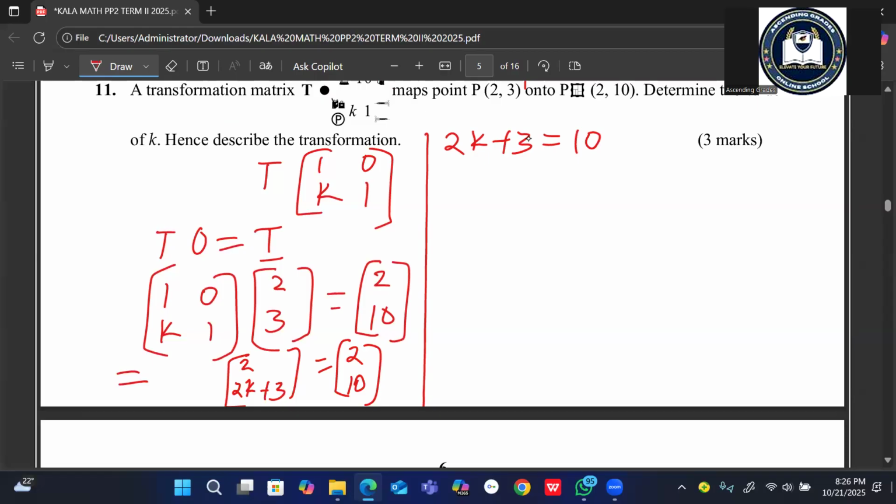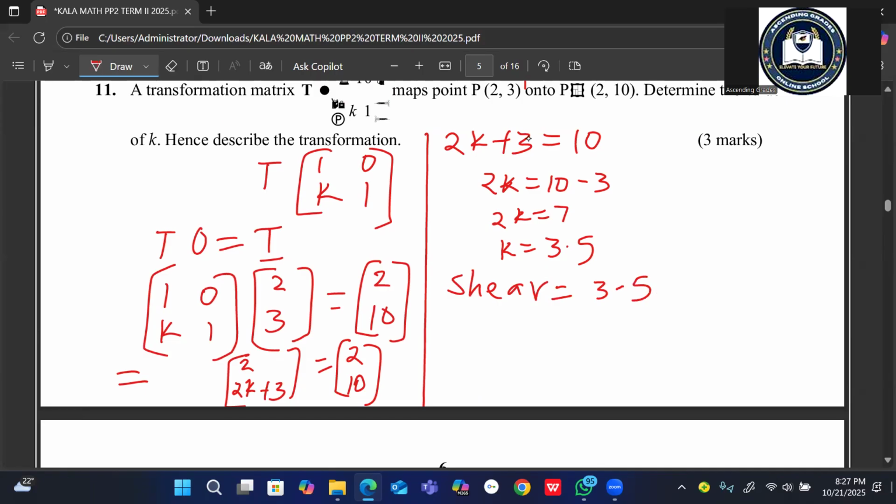So we take a positive 3 to the other side, and this becomes 2k is equal to 10 minus 3. So 2k should be equal to 7. This means that our k is 3.5. So our shear factor is 3.5. That is our shear factor.